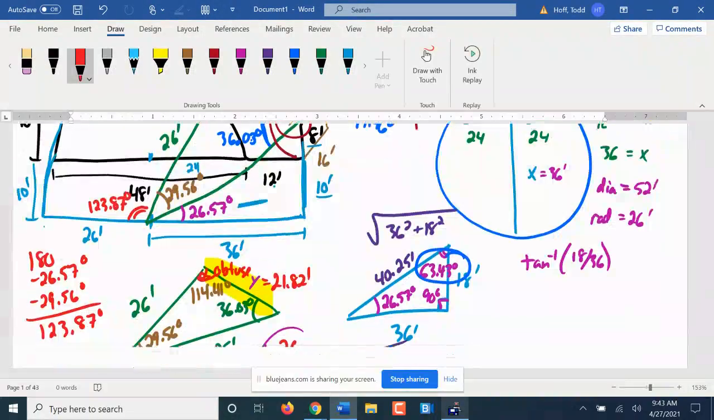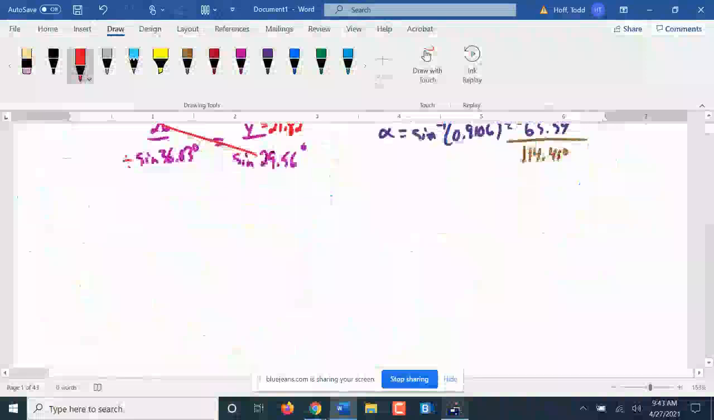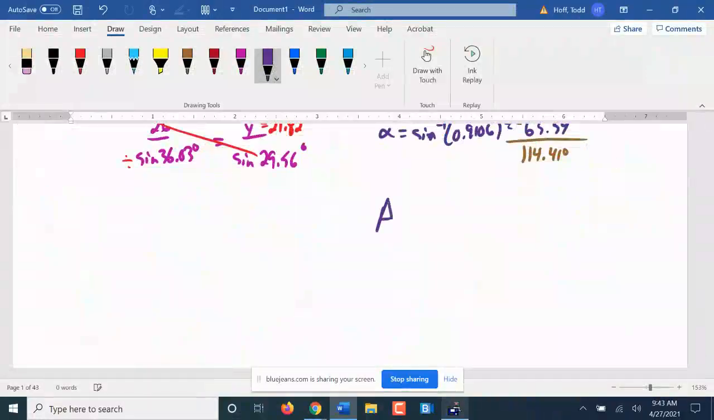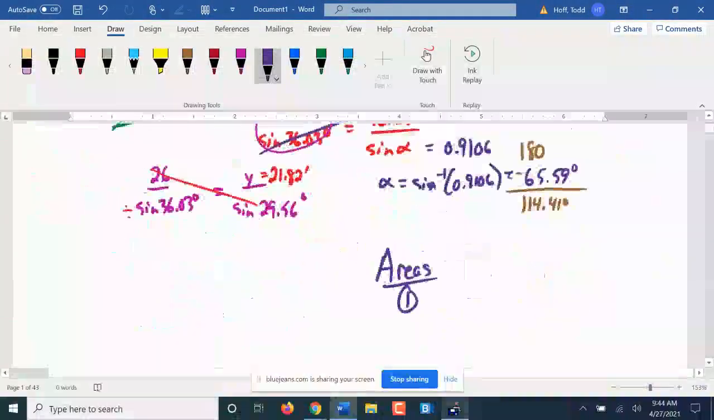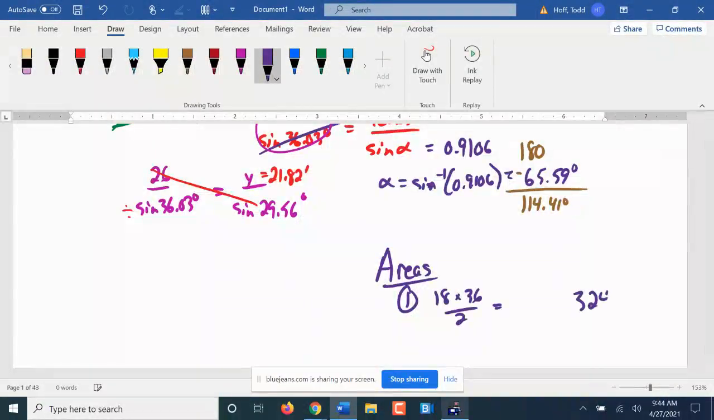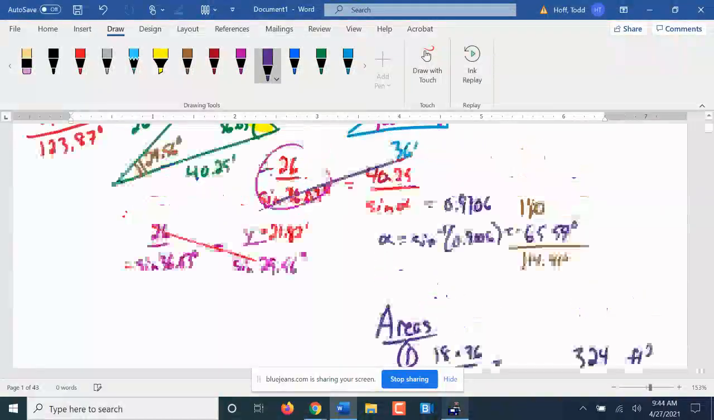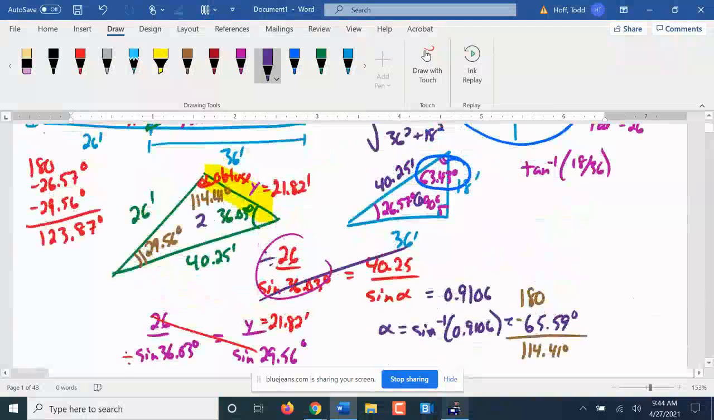Now we'll find the areas. Now remember, this is the areas of the whole thing. We still have to come back and subtract out the pieces we don't need. Piece 1 will be this triangle right here that is 18 by 36. First, that's divided by 2, so it'll be 324 square feet. Piece 2 is this triangle.